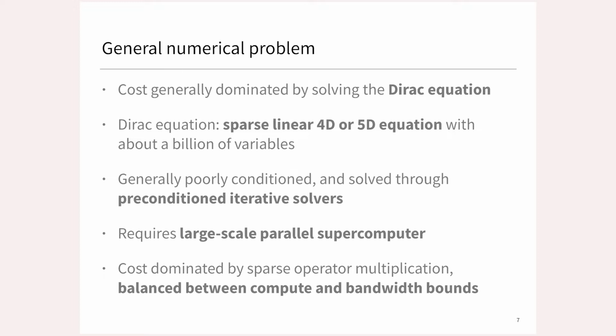In terms of intensity, sparse operator multiplications are generally bandwidth dominated. Here, for mathematical reasons I'm not going to enter into, which are due to the quantum nature of the theory, even though it's sparse, there's still a lot of local operations to perform. So I would say lattice operators are generally somewhat balanced between compute and bandwidth bound.